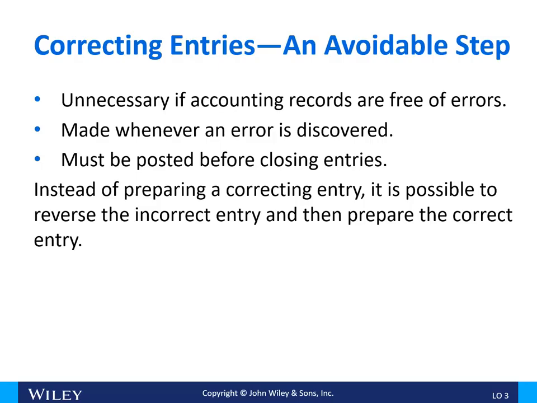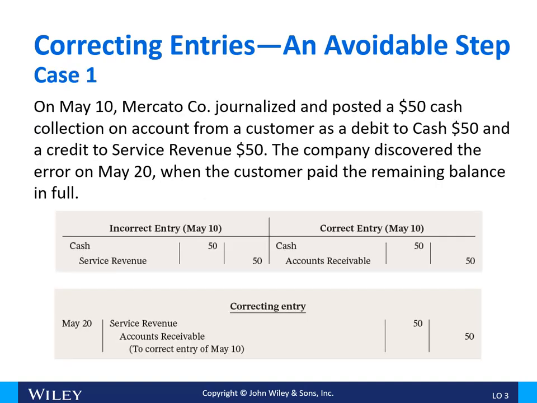So we're going to look at preparing correcting entries. There's another way to correct errors. So we can reverse the incorrect entry, which just means use the same dollar amounts, the same accounts, and just do the opposite. So if we debited something, we're going to credit it, and so on, and then prepare the correct entry. But a lot of times doing a correcting entry, it's a little bit simpler and a little bit easier. So let's look at an example.